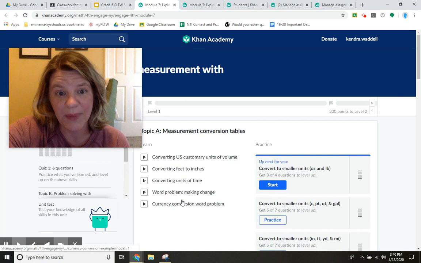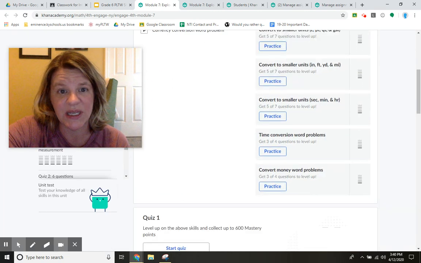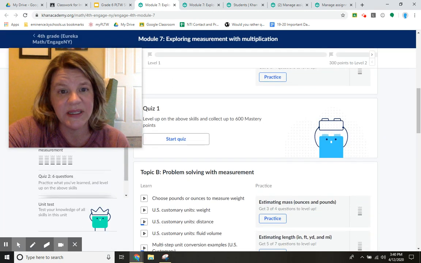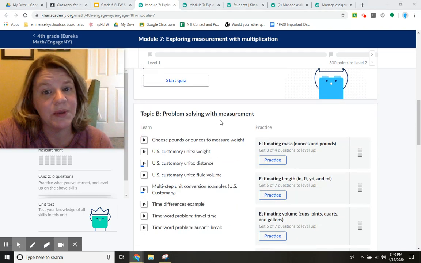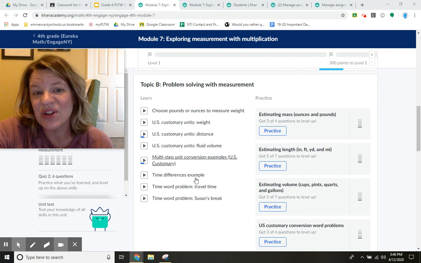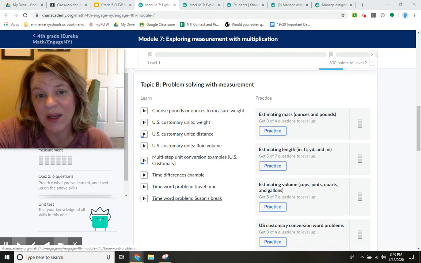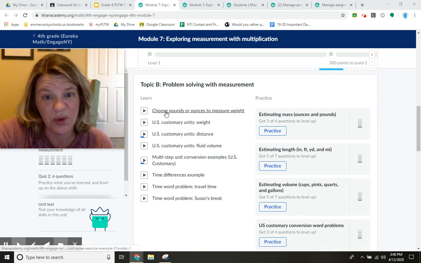Monday, you're going to do topic A, measurement and conversion tables, and you're going to do this first quiz. Tuesday, you're going to do topic B, problem solving with measurement. There's a lot more here, right? So that's all you have to do on Tuesday: go through and do each of these learning pieces.